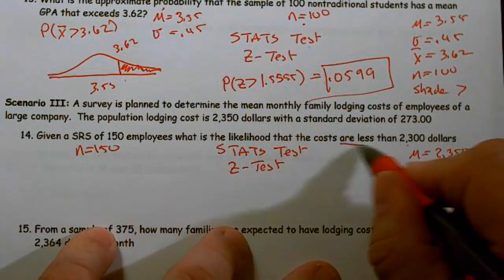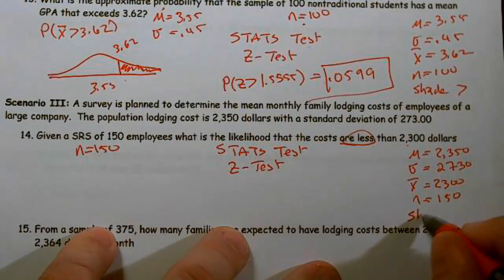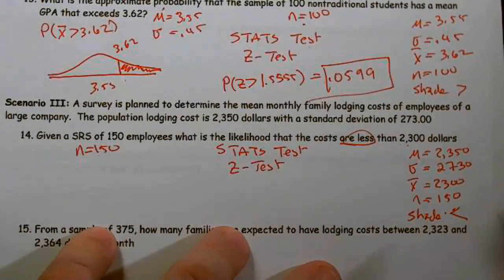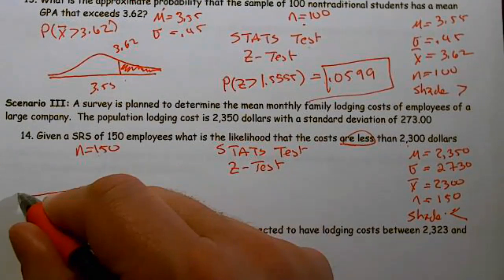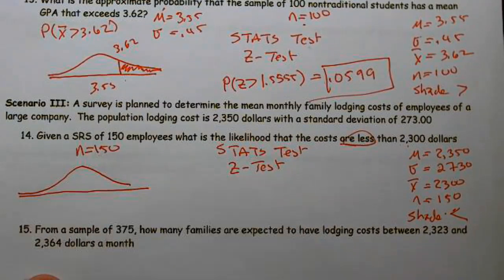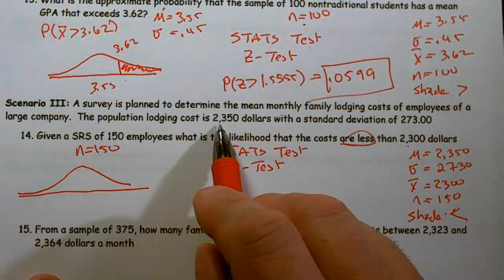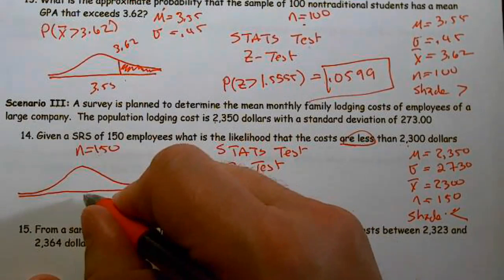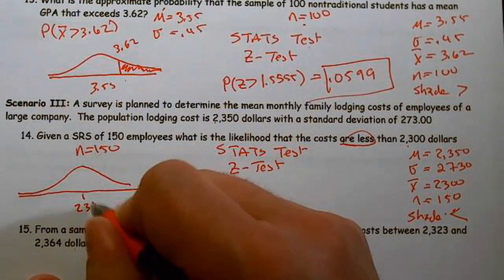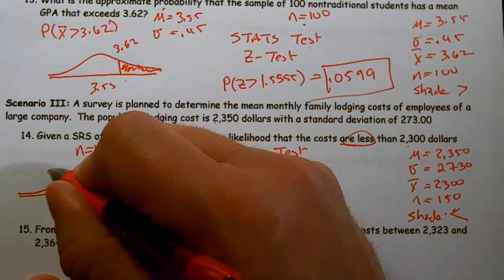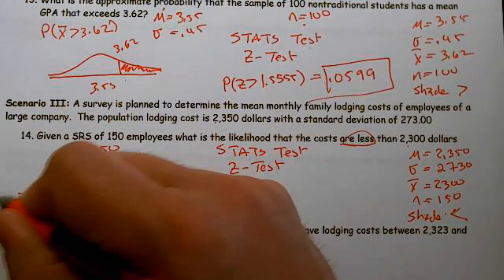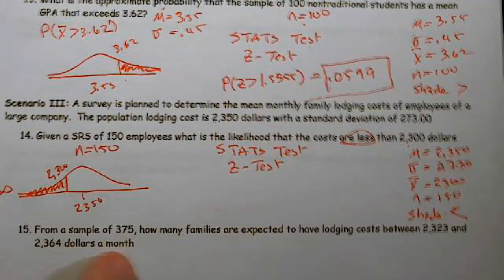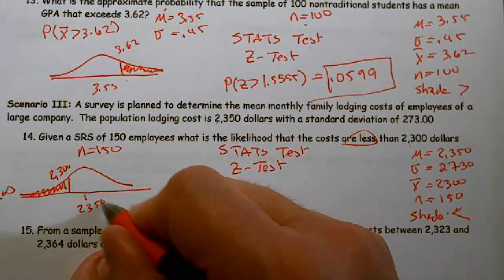And they say are less. So my shade should be a less than. And if I was drawing a picture of this, which I really need to do to make sure I get this all figured out into the calculator and make sure it makes sense, the population lodging cost is $2,350. Great. We're interested in 2,300. So this goes to, it looks like, negative infinity. So this is what we're looking for.